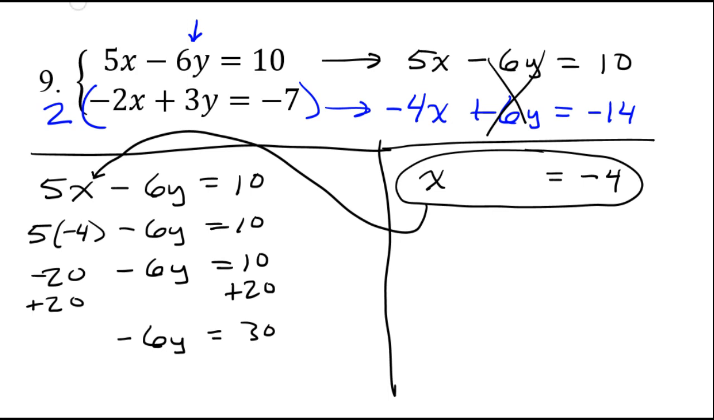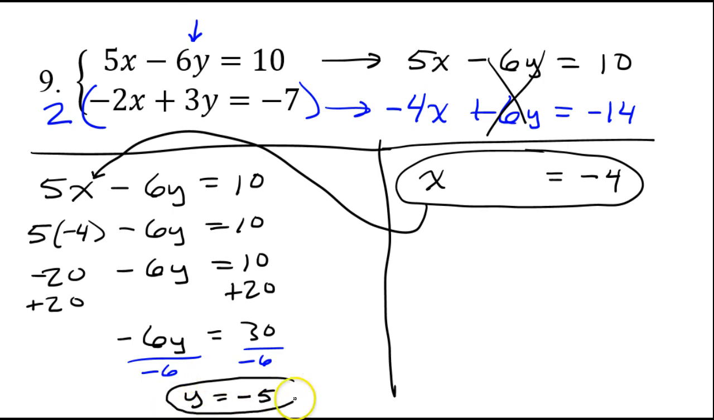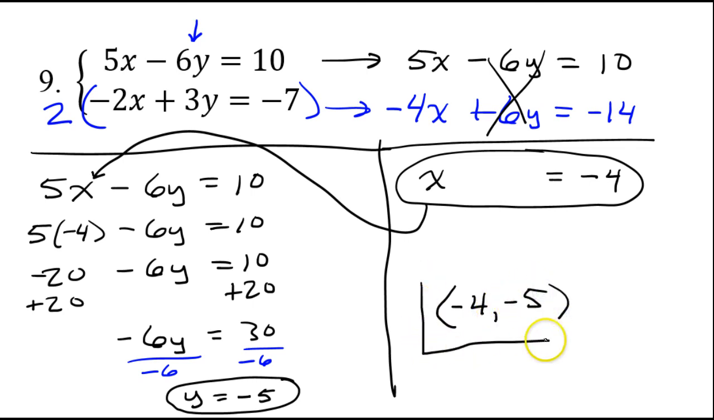Time to divide both sides by -6. That's going to give me y equals -5. And that's it. I have my x and my y. I could put these together into an ordered pair. So in that way I could think of my solution as the point -4 comma -5. So this is the solution to problem number 9.